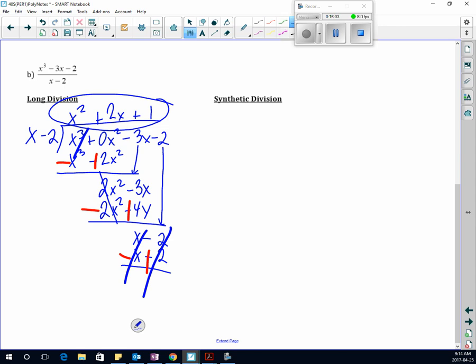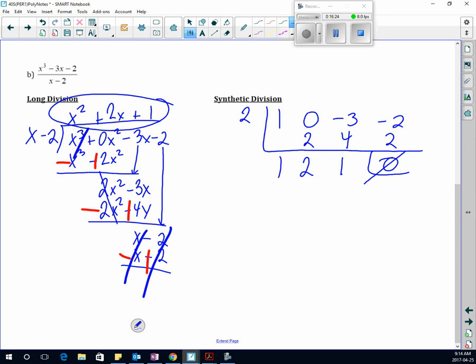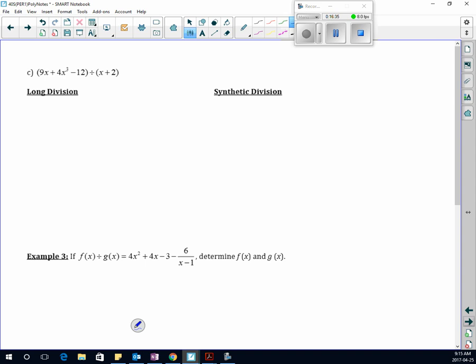So anyway, synthetic would give you 1, 0, negative 3, minus 2. My a would be positive 2 this time. Did you get positive 2 this time? Yeah. 1 gets dropped, then you get 2, then 2 gets dropped, then a 4, then 1 gets dropped, then a 2, then you get a 0. Look at that. Same thing. x squared plus 2x plus 1. Same answer.